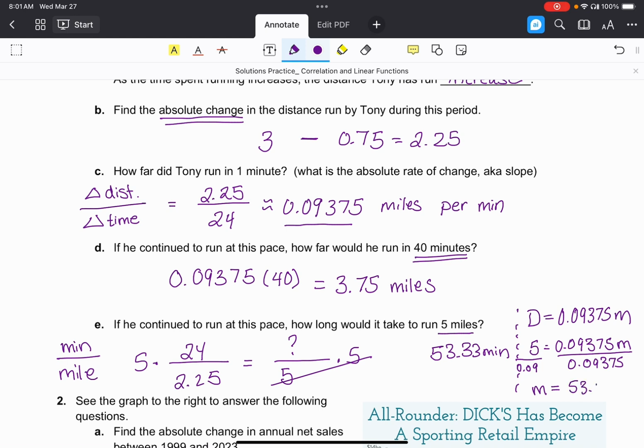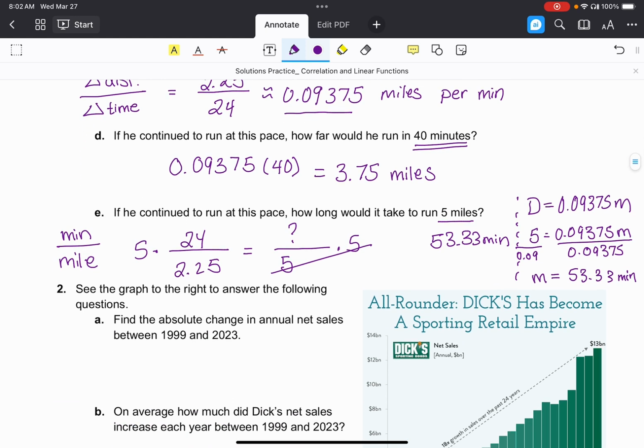Minutes came out to 53.33 minutes. And so that's just a different way to think about it. If that clicks in your brain, I highly recommend it. Proportional reasoning also works in this case. So, it's a little bit of, what makes the most sense to you? Should be a strategy that you work with.